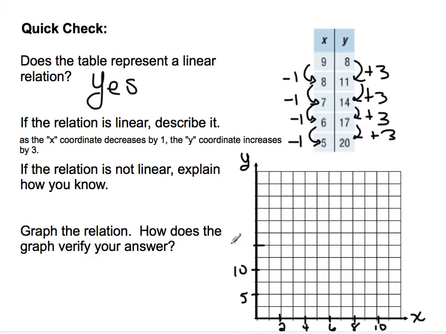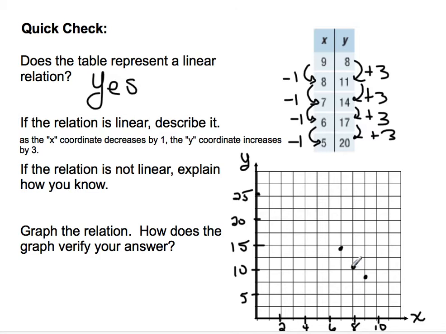I'm just stretching out my graph as much as I can. You can scale it in a different way as long as you scale it properly. So here we have 9 and then 8. Where am I? 9 and then 8 would be around here. 8 and then 11. 7 and then 14 should be about right there.